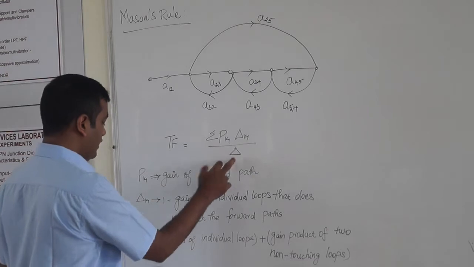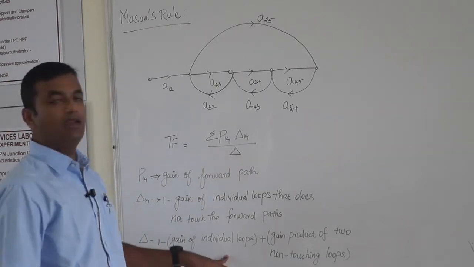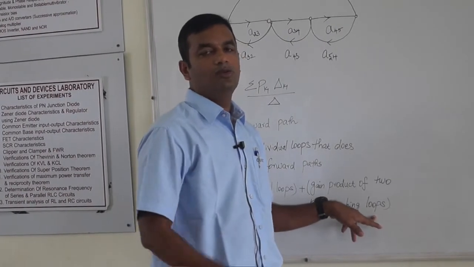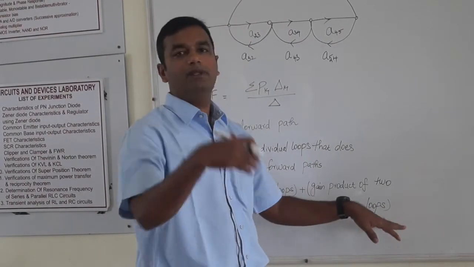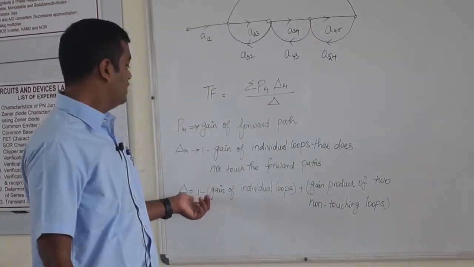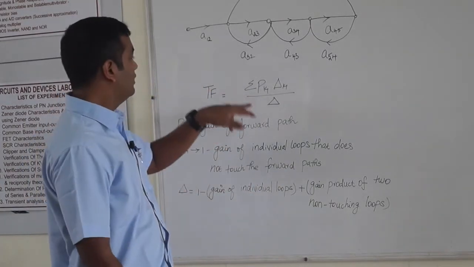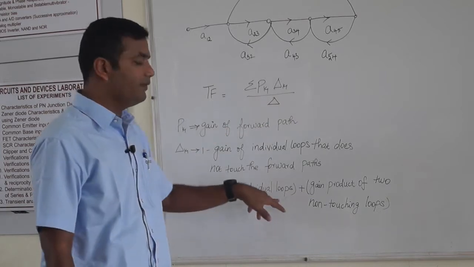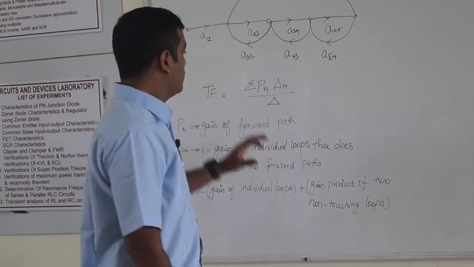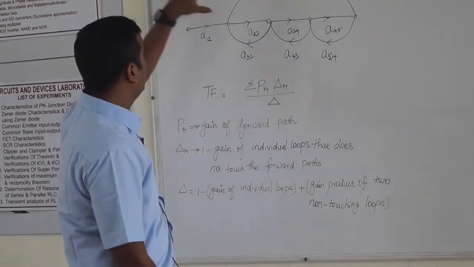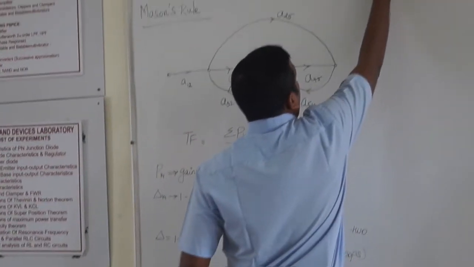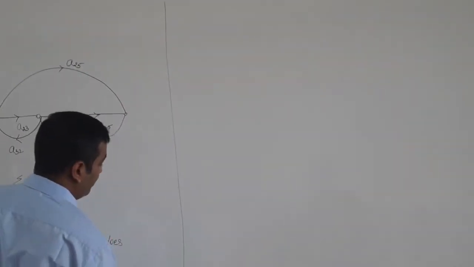And this del is nothing but 1 minus gain of the individual loops plus gain product of 2 non-touching loops minus gain product of maybe 3 non-touching loops, and it goes on. The equation goes on. Alright. So del is equal to 1 minus gain of individual loops plus gain product of 2 non-touching loops. So let's do this Mason's rule, and then we will be able to understand this concept better. So let's solve for this loop.